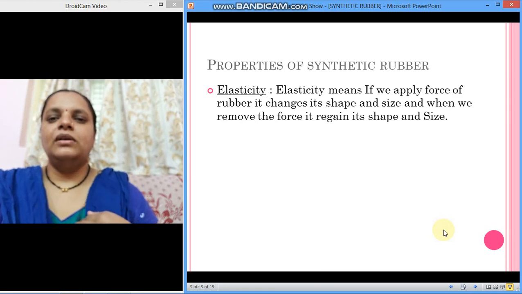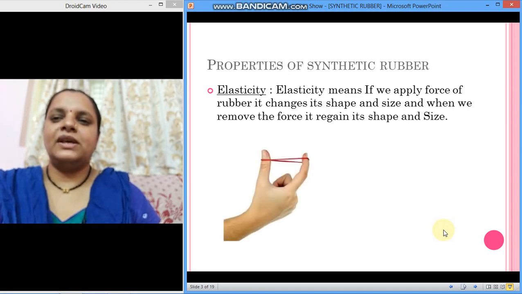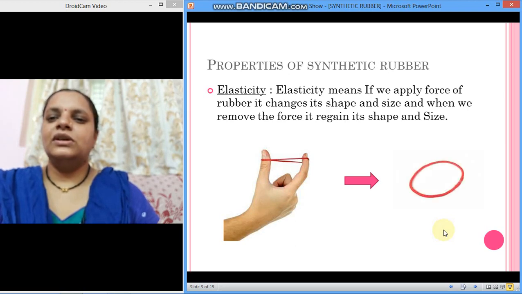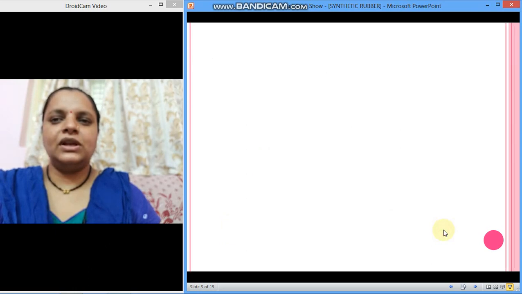First, elasticity. As we already studied, elasticity means if we apply force on rubber, it changes its shape and size, and when we remove the force, it regains its shape and size. As the picture shows, we have applied the force, so there is a change in shape and size, and when we remove this force, it will regain its original shape and size. This is the basic property of rubber which synthetic rubber also has.